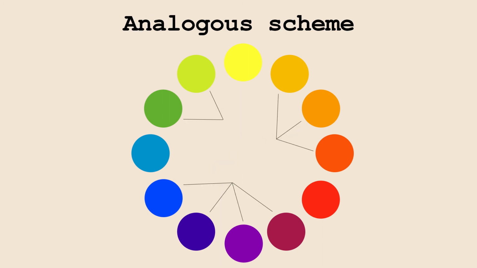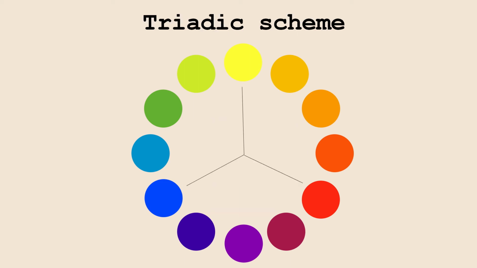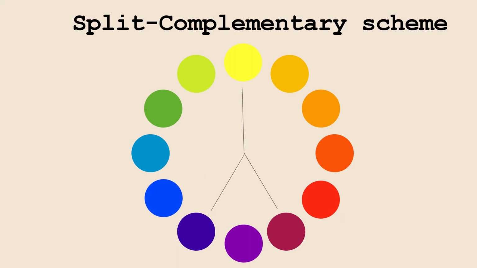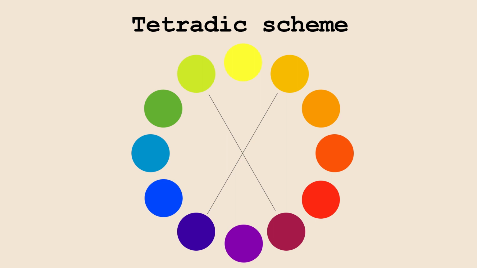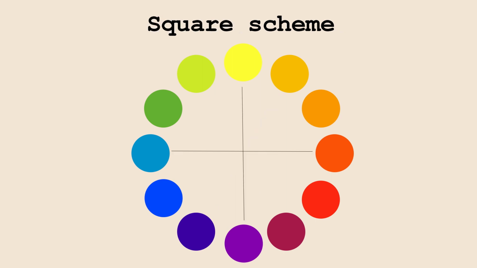Analogous schemes are 2, 3 or 4 colours paired together that sit directly next to each other on the colour wheel. Triadic scheme is where 3 colours are evenly spaced on the colour wheel. A split complementary scheme is when a base colour and 2 colours adjacent to its complementary colour are chosen. A tetradic or rectangular scheme is when 4 colours are arranged into 2 complementary pairs. A square scheme is when 4 complementary colours are chosen evenly spaced on the colour wheel.